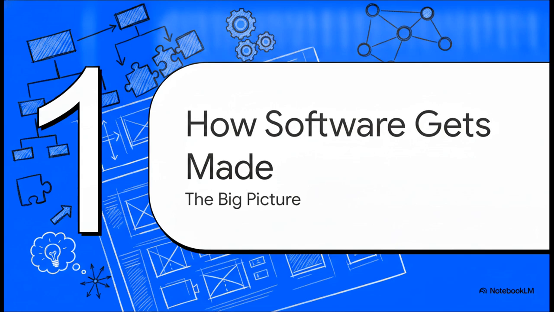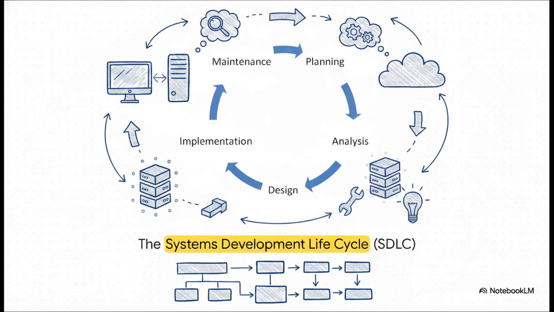Section 1. How software gets made. The big picture. A lot of people think creating software just starts with a programmer frantically banging away on a keyboard in some dark room, right? But actually, scratch that. It really starts with a carefully constructed plan. This is known as the Systems Development Lifecycle, or SDLC for short. Notice how it's a circle?